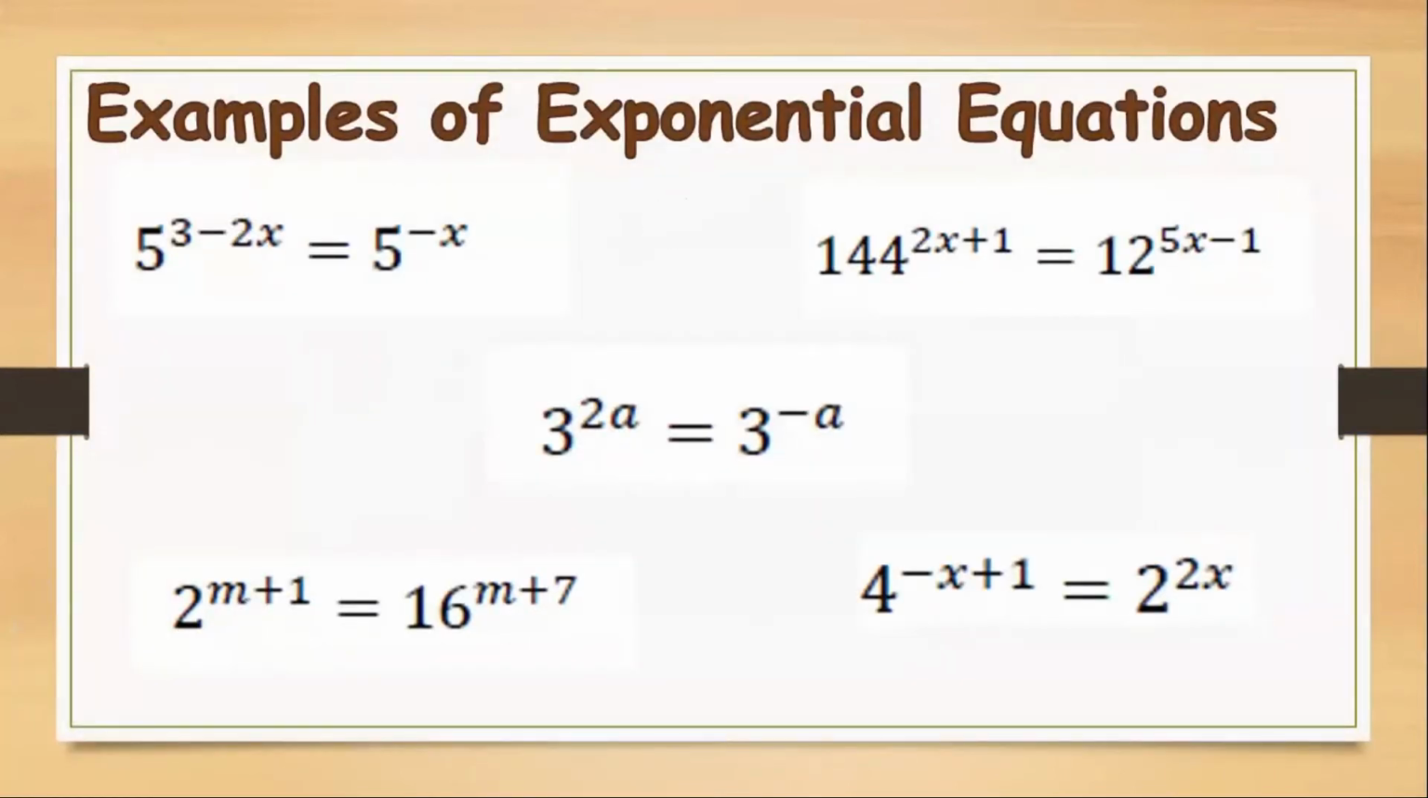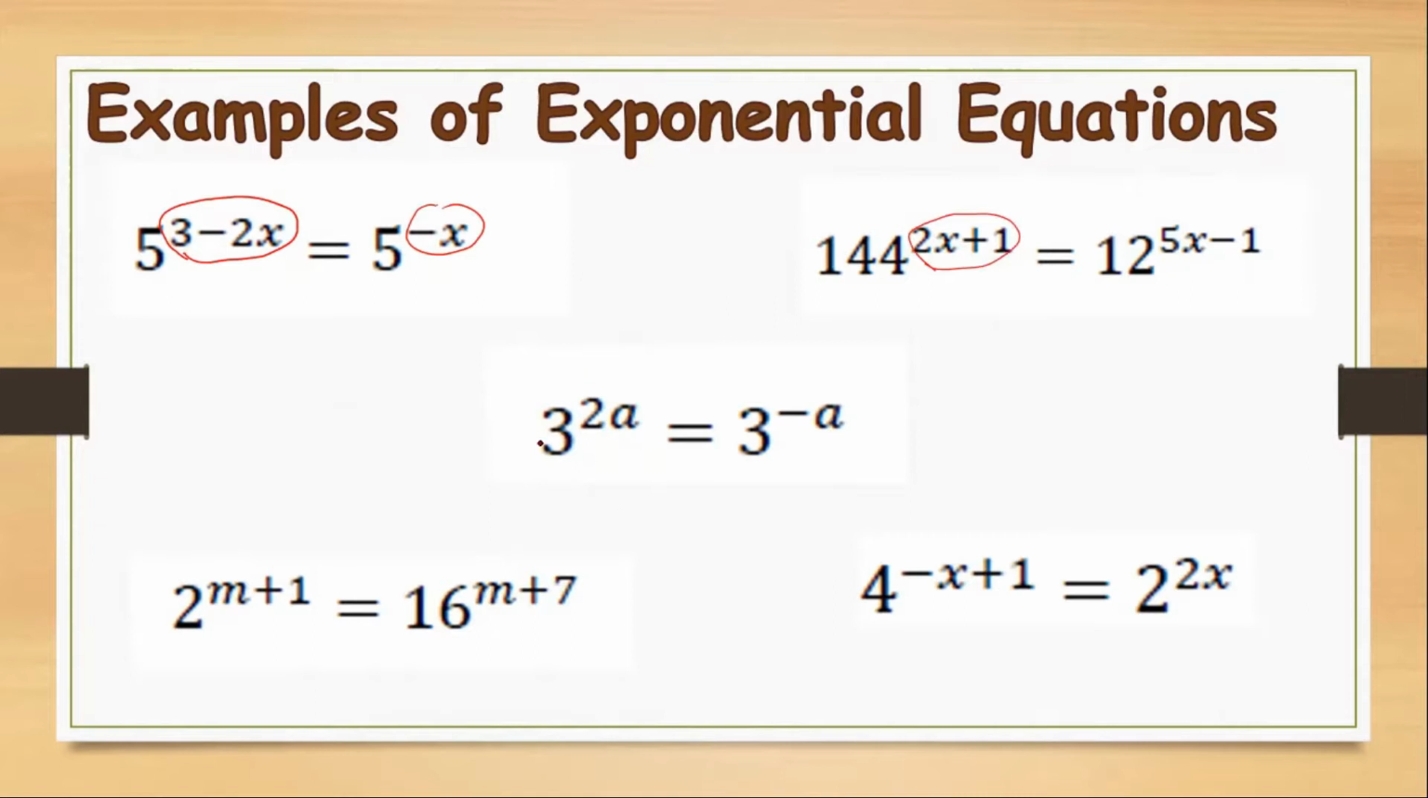So we have here the example of exponential equation. As you can notice, the exponents of this have variables. So 5 raised to 3 minus 2x equals 5 raised to negative x. Same thing here. We have 144 raised to 2x plus 1 equals 12 raised to 5x minus 1.